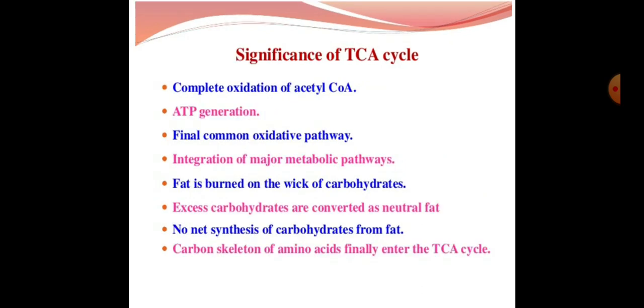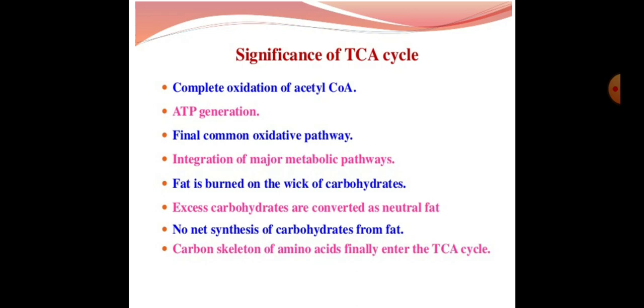What is the significance of the TCA cycle? Complete oxidation of acetyl CoA, ATP generation, the final common oxidative pathway leading to the respiratory chain, and integration of the major metabolic pathways. Fat is burned on the wick of carbohydrate. Excess carbohydrates are converted to neutral fat. There is no net synthesis of carbohydrate from fat. You cannot synthesize carbohydrate from fat, but we can synthesize fat from carbohydrate. The carbon skeleton of amino acids finally enters the TCA cycle. As I told you, we call these glycogenic.